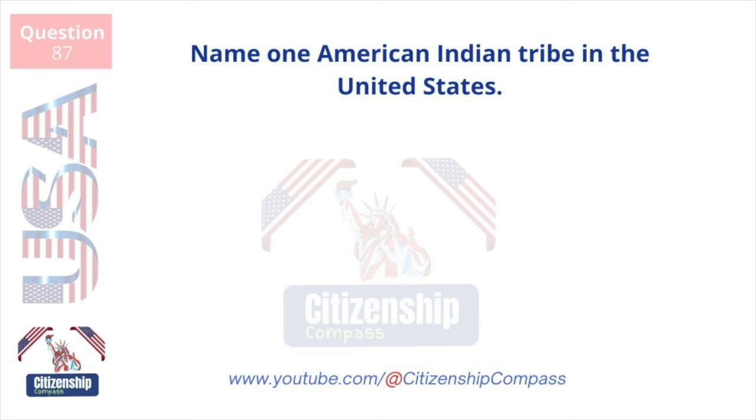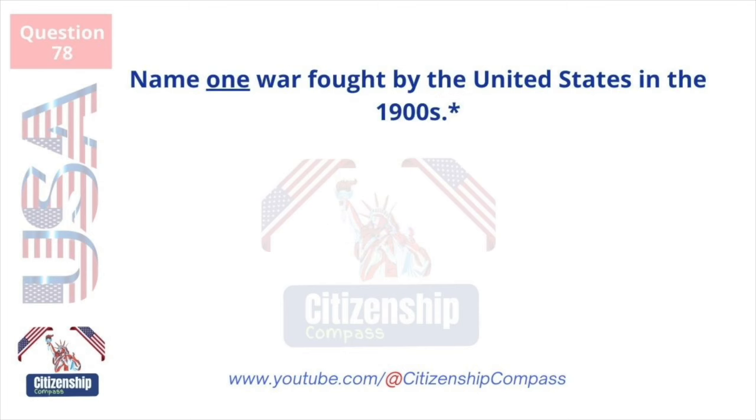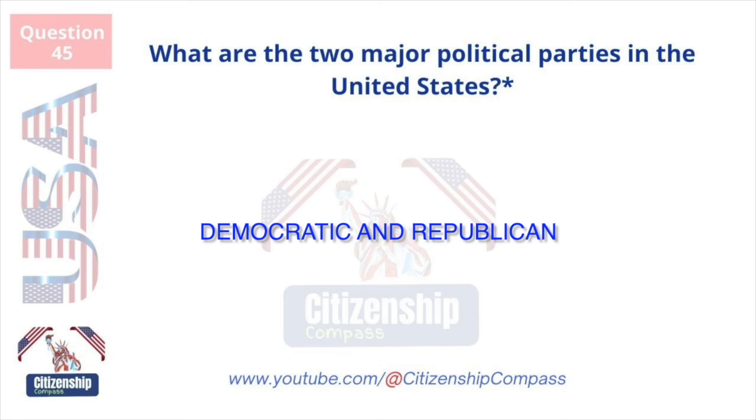Name one American Indian tribe in the United States. Cherokee. Name one war fought by the United States in the 1900s. World War I. What are the two major political parties in the United States? Democratic and Republican.